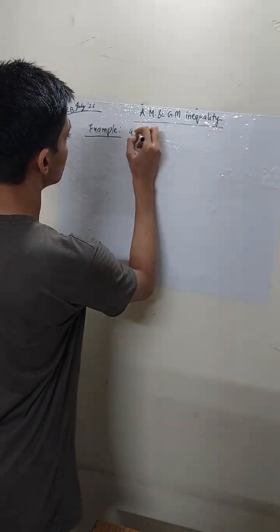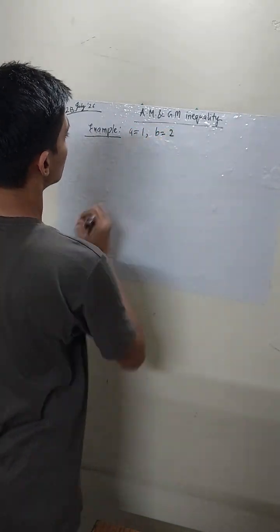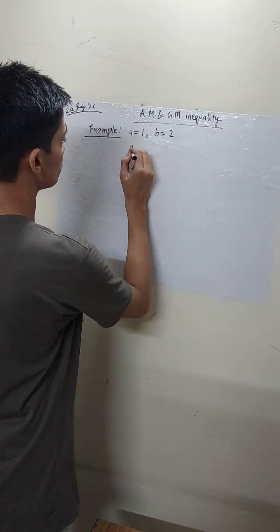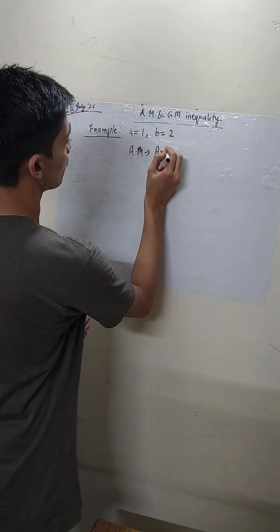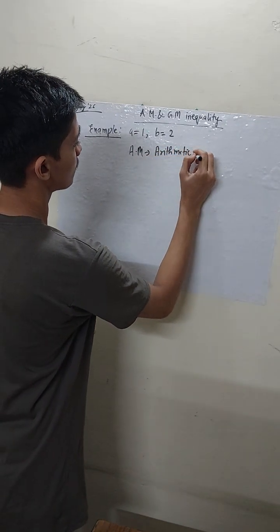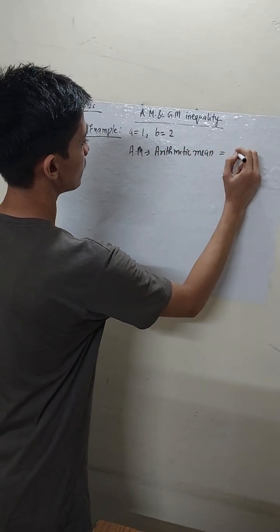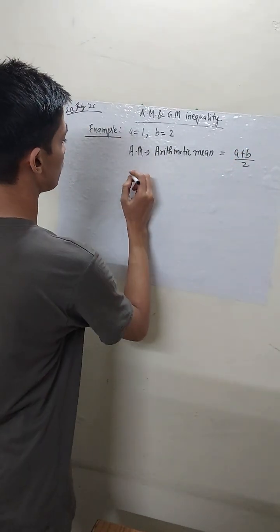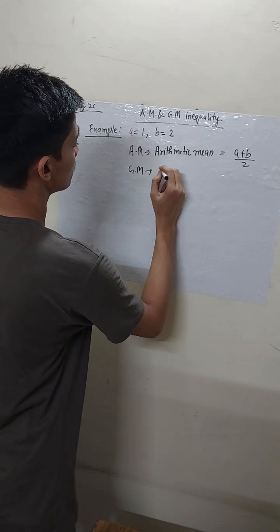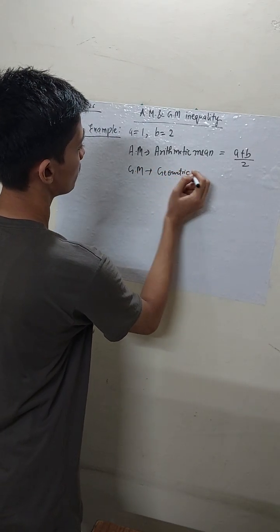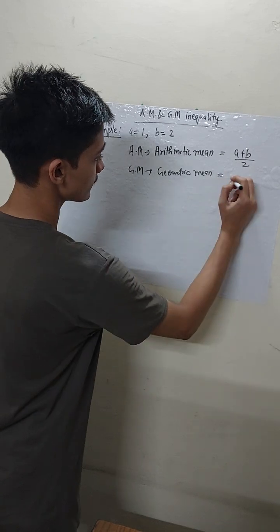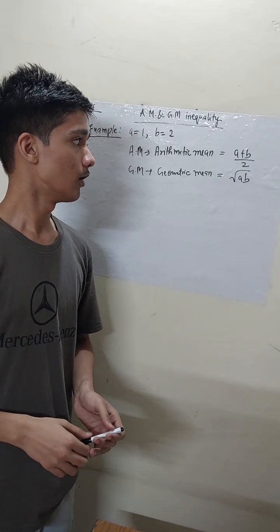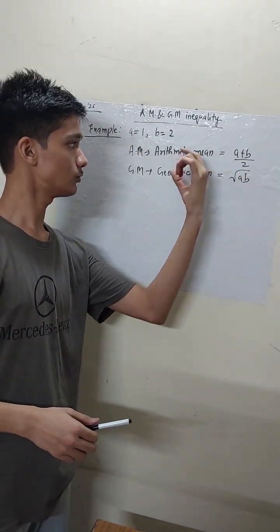So we have two numbers, A is equal to 1 and B is equal to 2. Suppose we have to calculate AM. What is AM? AM is the arithmetic mean of two numbers, which is A plus B over 2. Now what is GM? GM is the geometric mean. The geometric mean is the square root of AB.